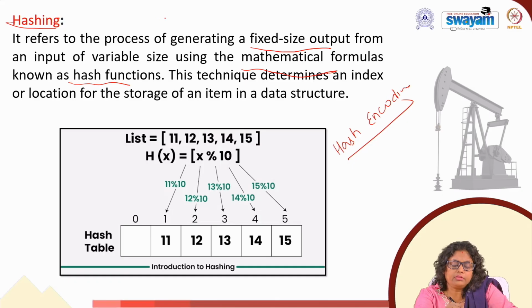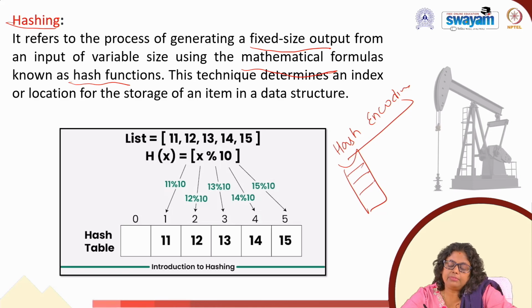We want my output to be a fixed size, while my input is not in my hands, it is a variable size. Using the mathematical formula, I am going to put this input into the output. That is nothing but the hash table, and it will be of fixed size. How are we going to do that? For that we have a couple of hash functions which we will see. These techniques determine an index or location for the storage of an item in a data structure.